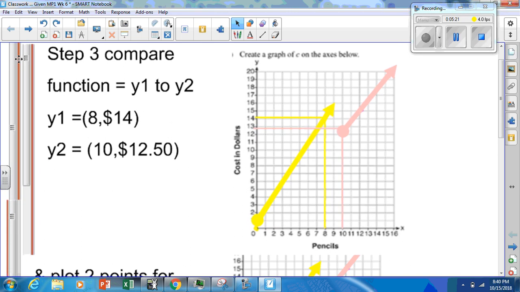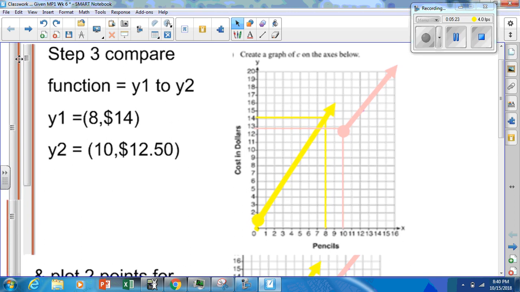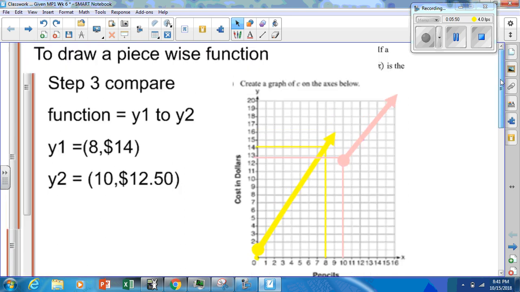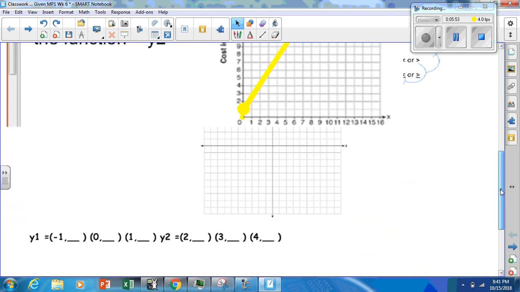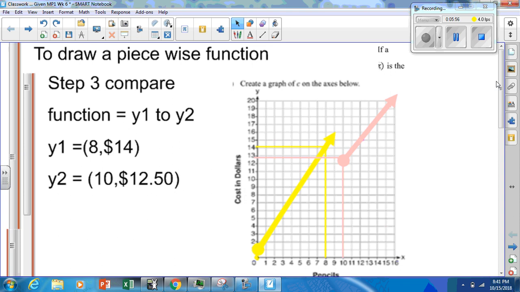All right, so what does that mean in terms of application? Well, it means that if I was buying 8 pencils, for 8 pencils, I'm spending how much? That's right, $14. If I was buying 10 pencils, what am I spending? $12.50. So these step functions are really, really powerful in ways that we're going to explore a little bit more.